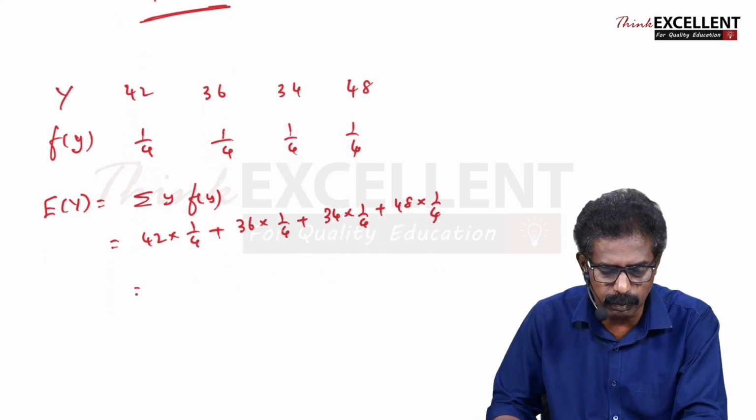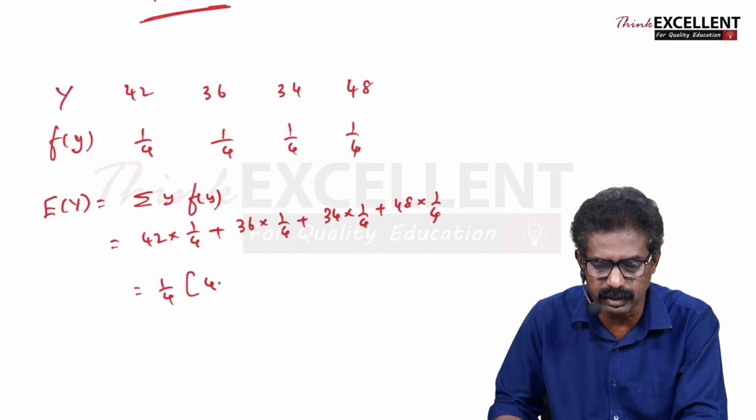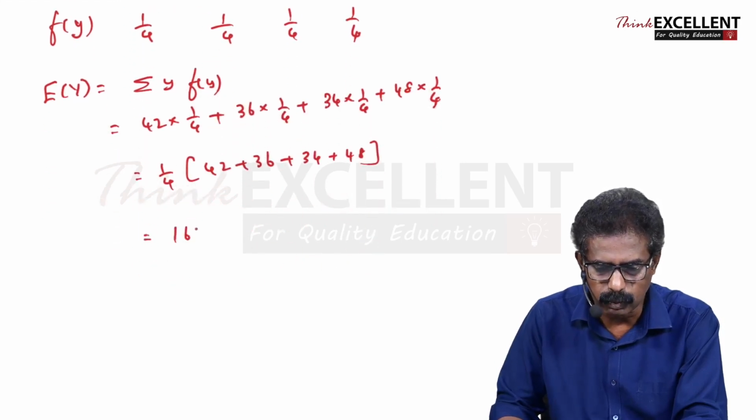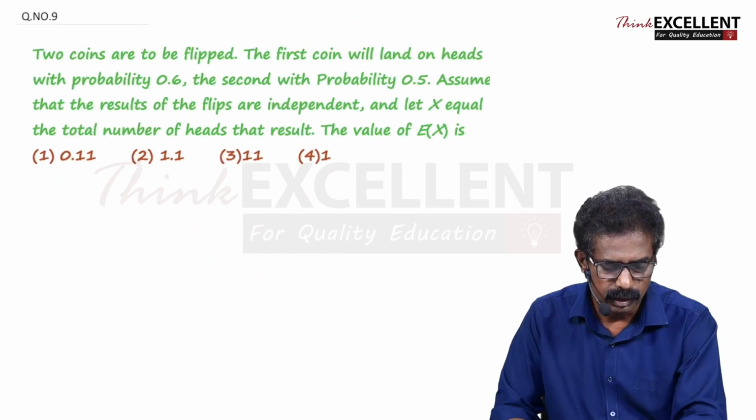Don't cancel, take 1 by 4 outside and simplify 42, 36, 34, 48. Add everything, you will get 160. 160 by 4, your answer is what? 40. Okay, so that's your option.